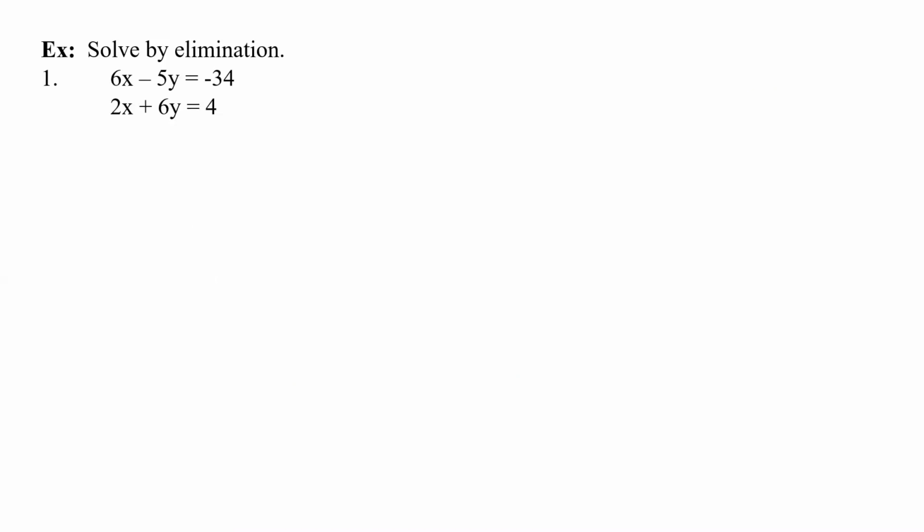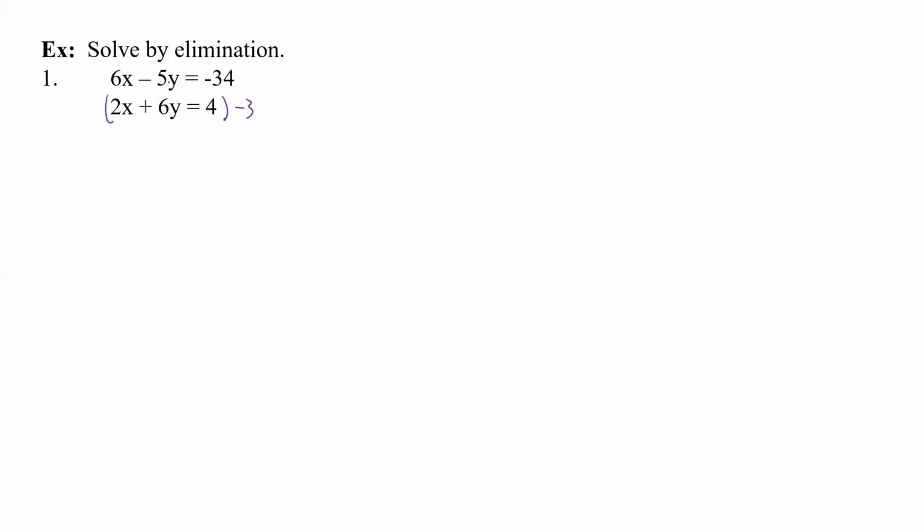Okay, so let's look at this one. All right, so here we have 6x minus 5y equals negative 34 and 2x plus 6y equals 4. What can we do here? Well, I see that if I take this second equation times the negative 3, I'll get a negative 6 here, and then I'll have a plus 6, and that means that's going to cancel. So I'm going to take this times a negative 3. Now, what else could we do?